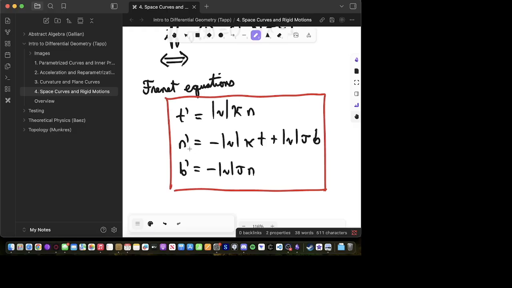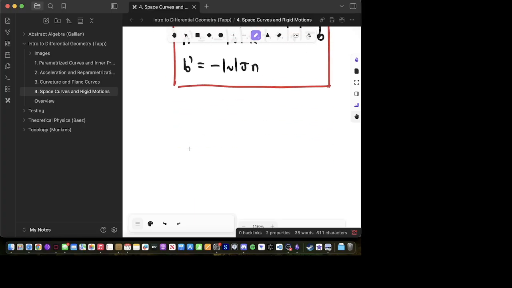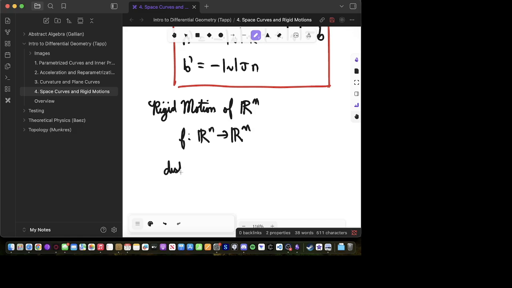So now let's move to a second topic of this video, which is on rigid motions. So a rigid motion of Rn, it can be 2, 3, whatever, is a function f from Rn to Rn that preserves distances. So the distance from f of p to f of q is going to be the distance of p and q for all p and q in Rn.